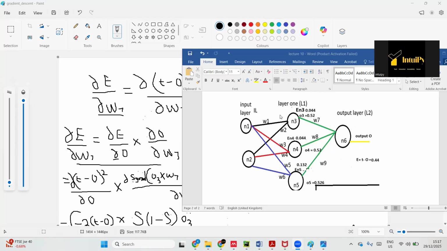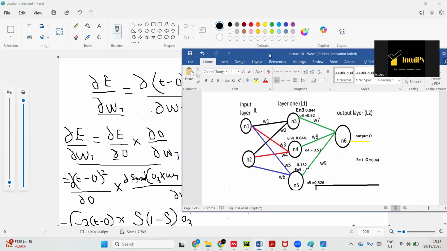So in our last class, we calculated what node N3 contributes to the overall error. And here it says 0.52. We also did the same for node N4, and it contributes 0.044 to the overall error. And lastly, we also did it for node N5, and node N5 contributes 0.132 to the overall error.